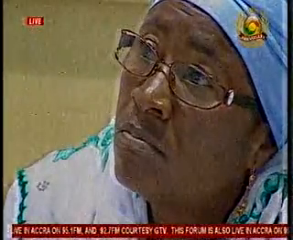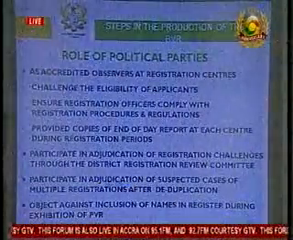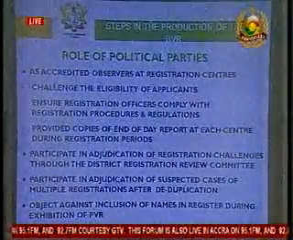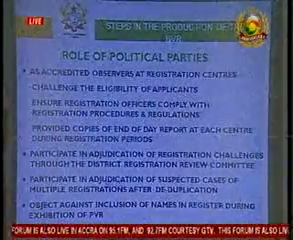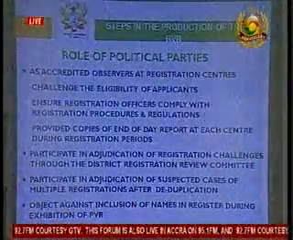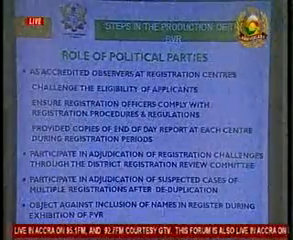Now, what do the political parties do in this process? They are accredited observers at the registration centers. And as accredited observers, they have the right to challenge the eligibility of applicants. So for every single person who appears on our register, whether a minor, whether a foreigner, everyone has the chance to challenge the eligibility of every single applicant. They ensure that the registration officers comply with the procedures and the regulations. At the end of the day, they are provided copies at each center during the registration period.